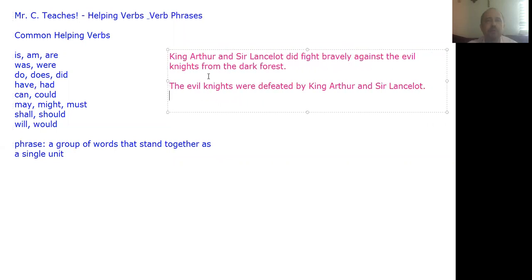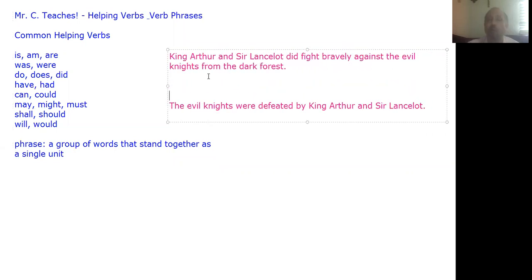Let me space these out a little bit more so I have more room to work. Very good. Now let's look at this in a little more detail in relation to the question of verb phrases. We have here a verb phrase: did fight. Did is the helping verb. Fight is the main verb of the verb phrase.